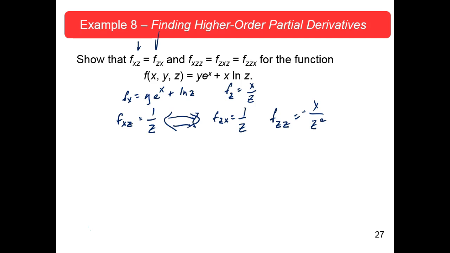No, no. Okay, wait. I'm going to rewrite this as x z to the minus 1. And then when you take the partial derivative of this with respect to z again, the x is a constant, so leave it alone. That'd be minus x z to the minus 2. So that's where you need the minus here of x over z squared. Okay?